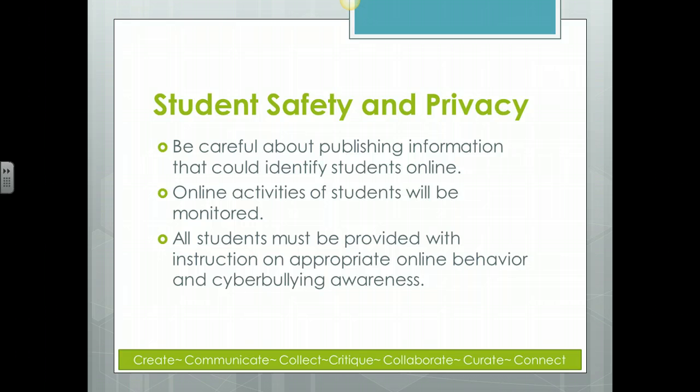So student safety and privacy, also a big concern of ours. So our acceptable use policy basically says two things. It says we need to be aware that it can be dangerous to publish information that could identify students online. But it also says that we need to be aware that there are times when publishing student information, identifying information, may be okay. So just being really aware of who your students are and what you're doing.